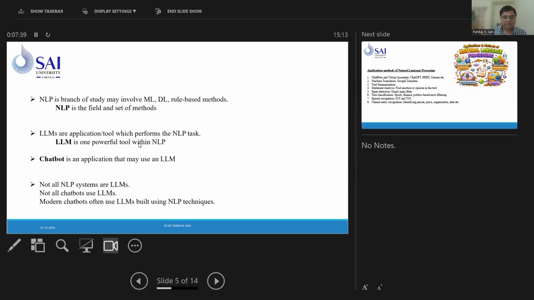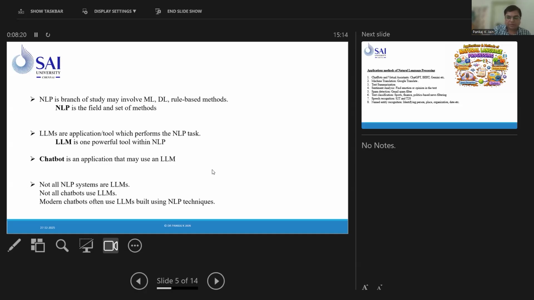So there is a slight difference between NLP, LLM, and the chatbot. A chatbot may or may not use an LLM, and an LLM is an application or tool which uses the concept of natural language processing. So all these are connected, but in slightly different ways. For your understanding, all LLMs are NLP systems, but not all NLP systems are LLMs. And not all chatbots use LLMs.